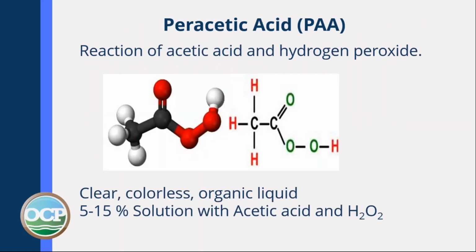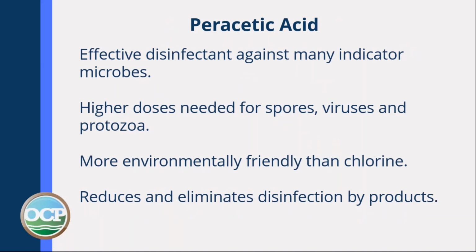The newcomer on the block, peracetic acid, PAA. It's a reaction between acetic acid and hydrogen peroxide. It's a clear, colorless organic liquid. It comes in a 5 to 15% solution. It's a very effective disinfectant against many indicator microbes. You might need higher doses for spores, viruses, and protozoa. It's more environmentally friendly than chlorine.